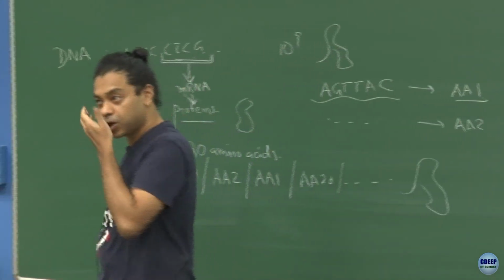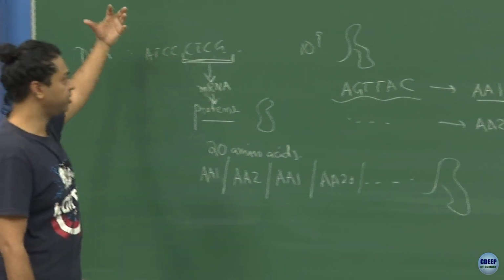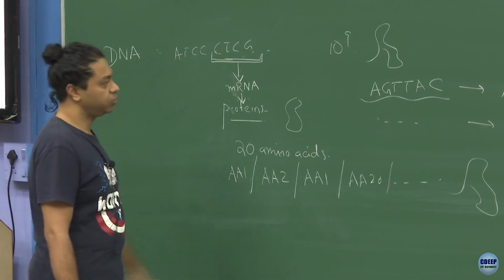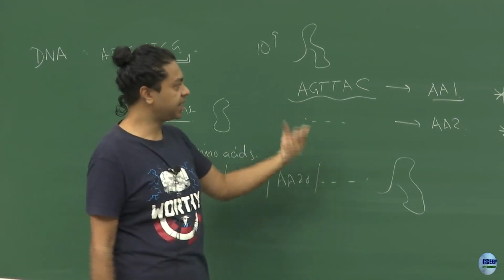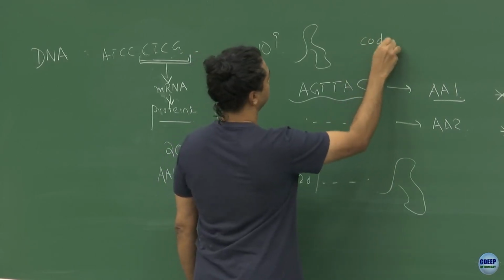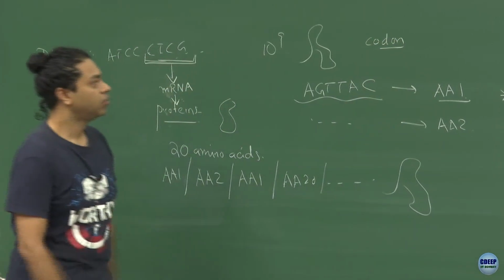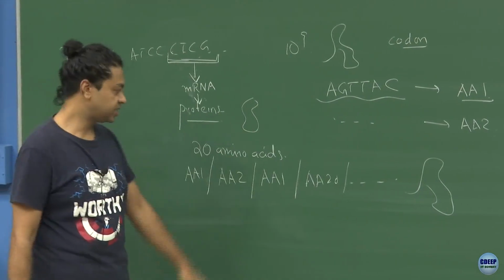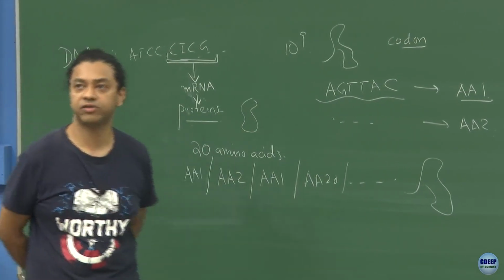Is the question clear? So, there is some code. This is the genetic code. And what I want to ask is what is the minimum size. If each unit of this code is what I call a codon, what is the minimum length of a codon such that I can code for 20 amino acids?